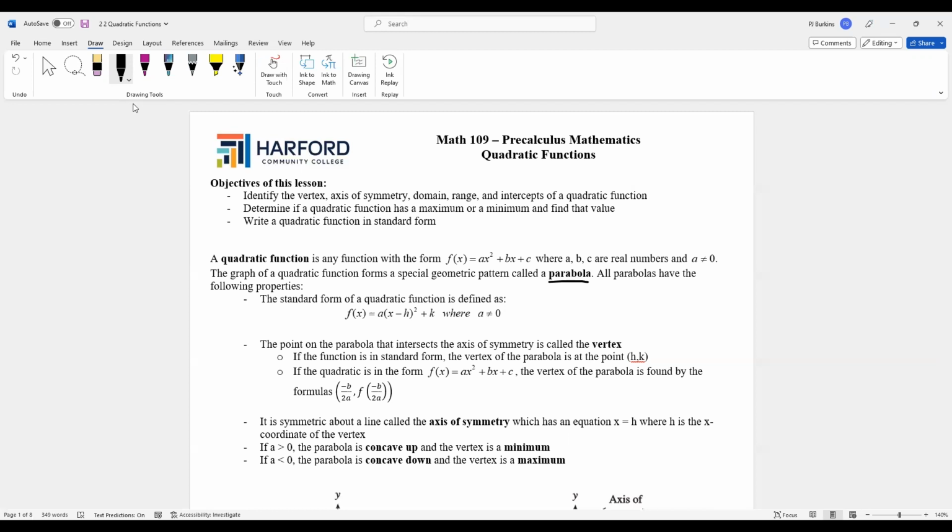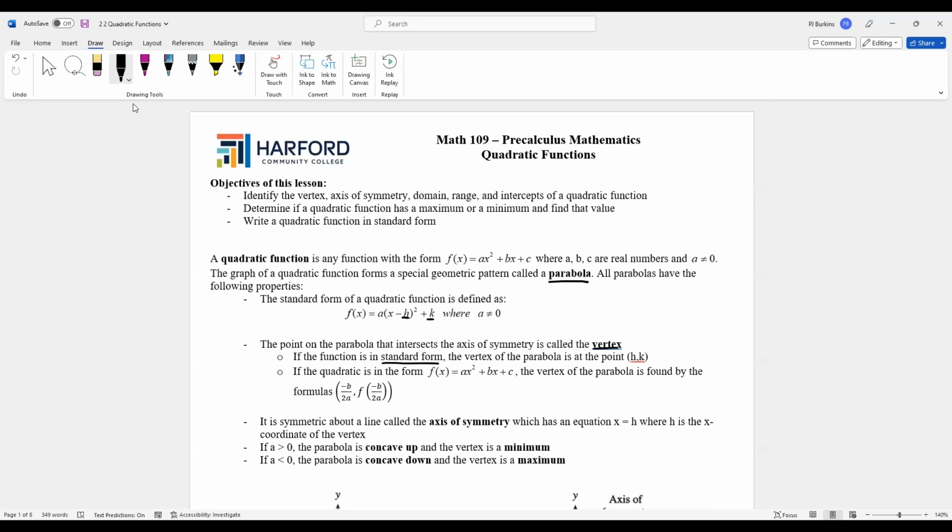And the standard form for a quadratic function is f of x equals some constant a, where again, a cannot be 0, times the quantity x minus h squared plus k. The vertex, which is where the parabola intersects the axis of symmetry, or is going to be its minimum or maximum point, depending on whether it's opening up or opening down, can be found by the point (h, k). And that's if it's in standard form.